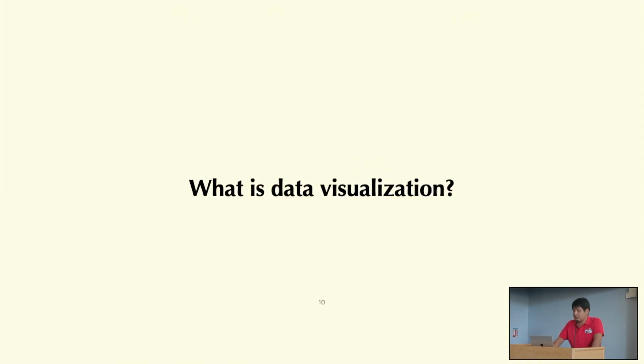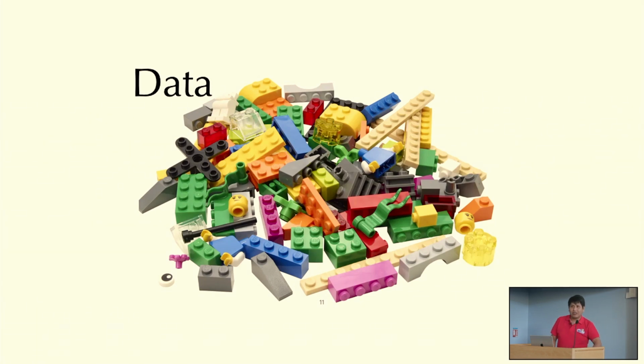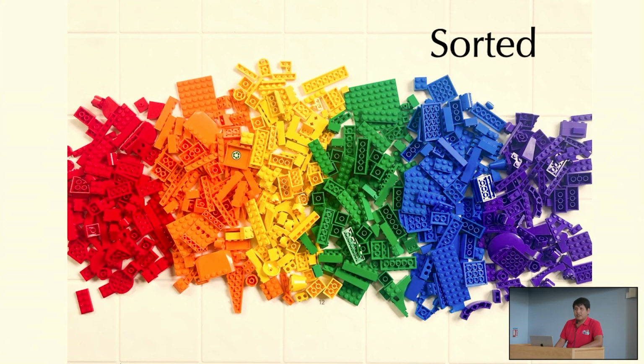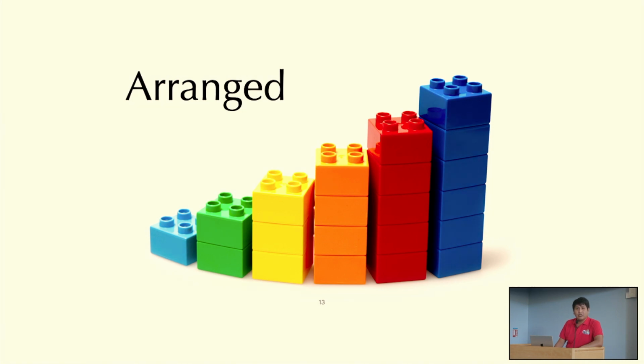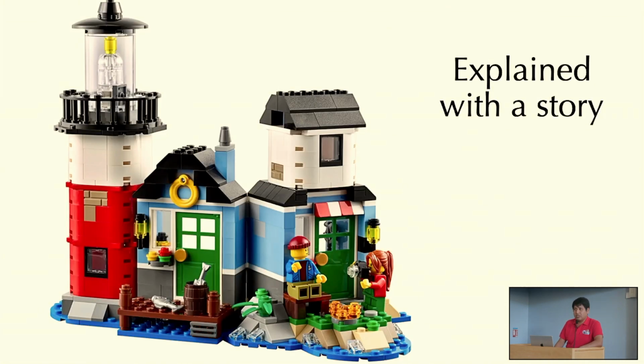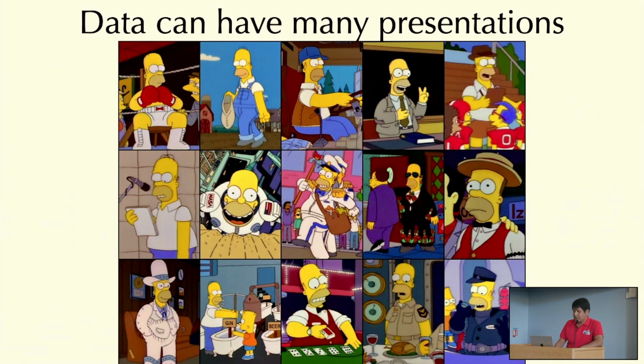So, in a nutshell, what is data visualization? You have raw data, you have to process it in the image, and then you have to arrange it. Hopefully with that, you are going to explain something, a story about what you want to see. It's pretty cool to have visualizations because you can find visual patterns. Also, the same object can have different presentations, different visualizations.